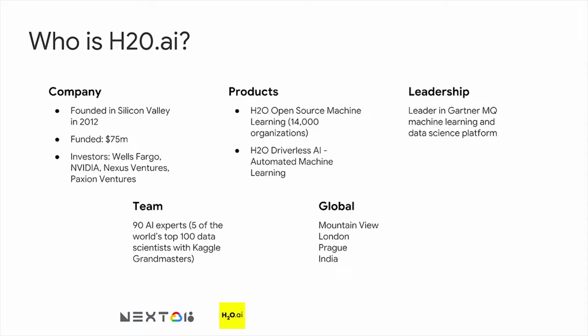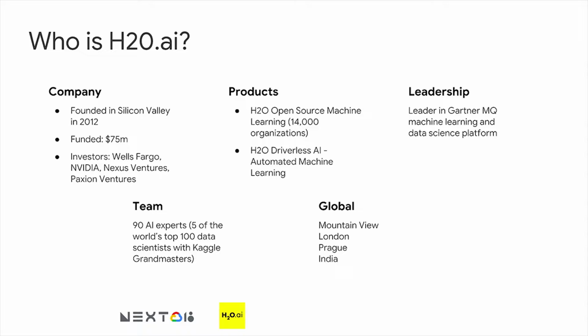Quick show of hands. How many people have heard about H2O, the company, or used one of our open source products? It's quite a few. Oh, great. Perfect. So this one is, I guess, perfectly redundant. But we've been in business for about 6 years, right? We are a venture-backed company. We are about 100 employees now. That number is a little dated. Some of the world's leading AI experts working. Most folks know us for the H2O open source machine learning platform that's used by over 14,000 organizations globally.